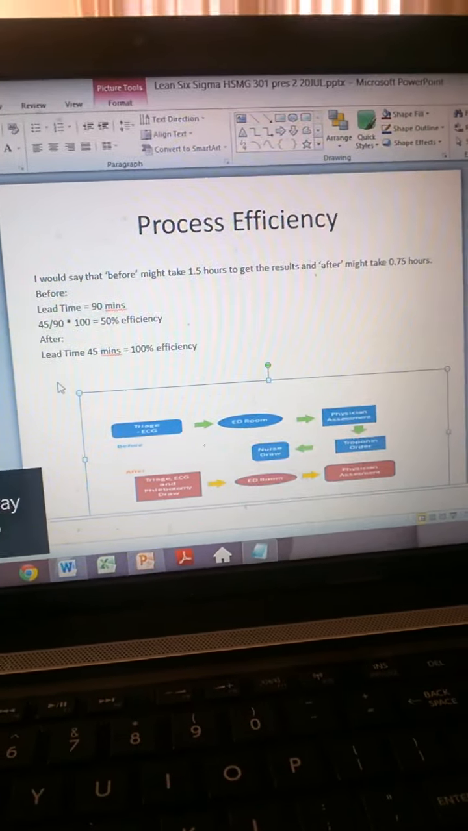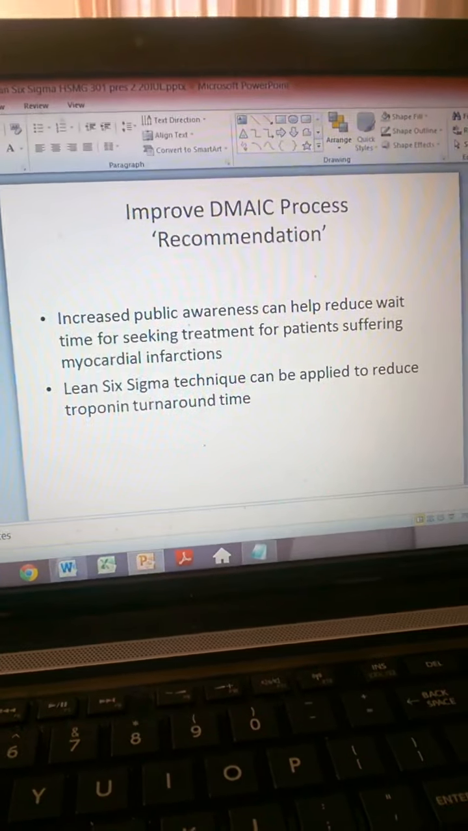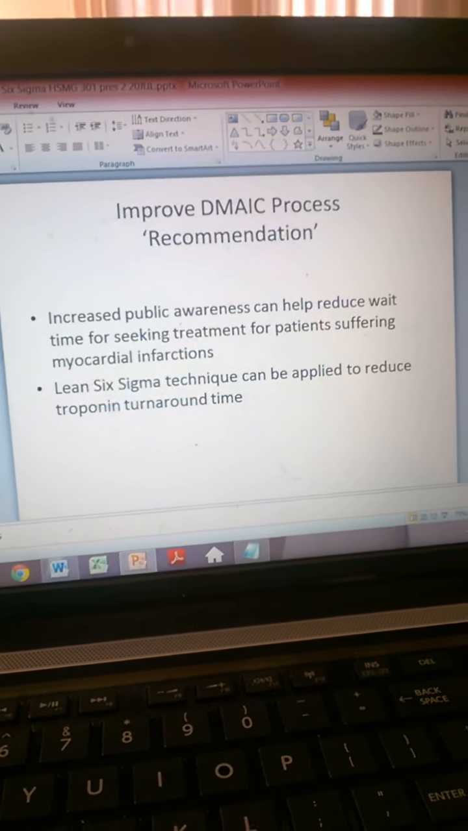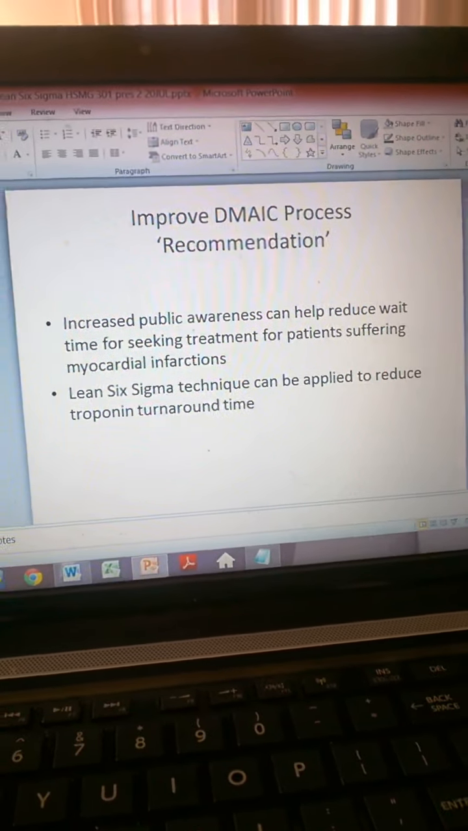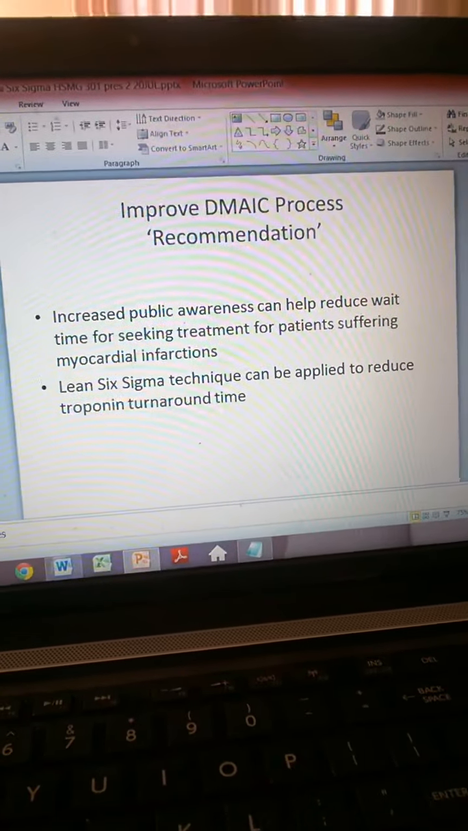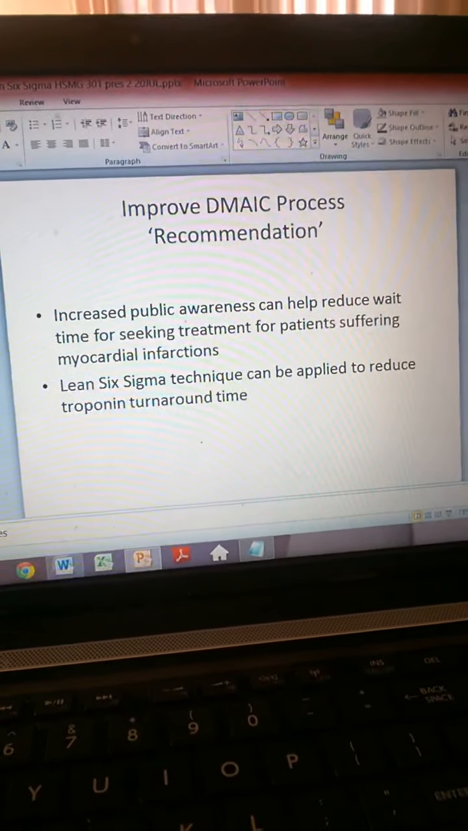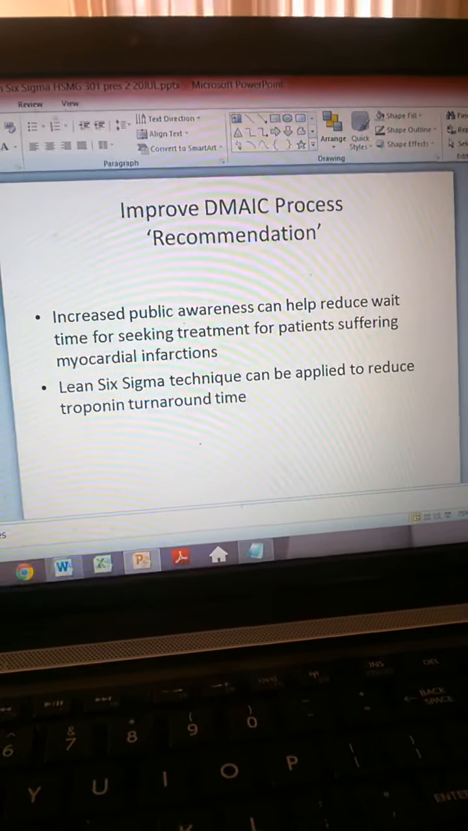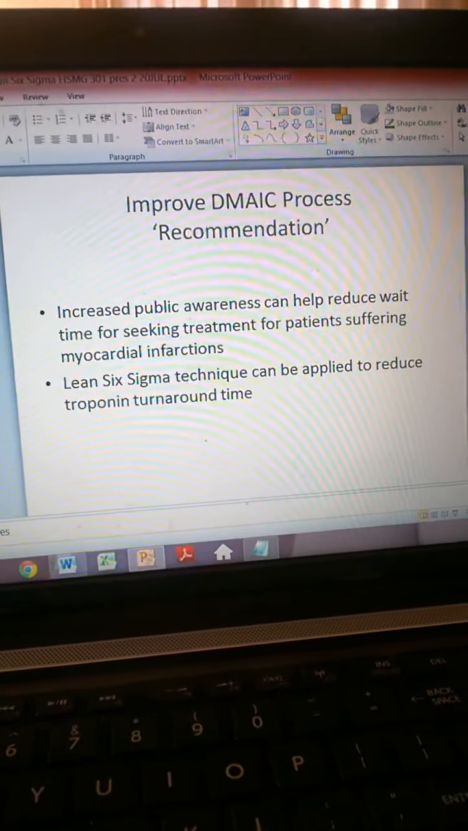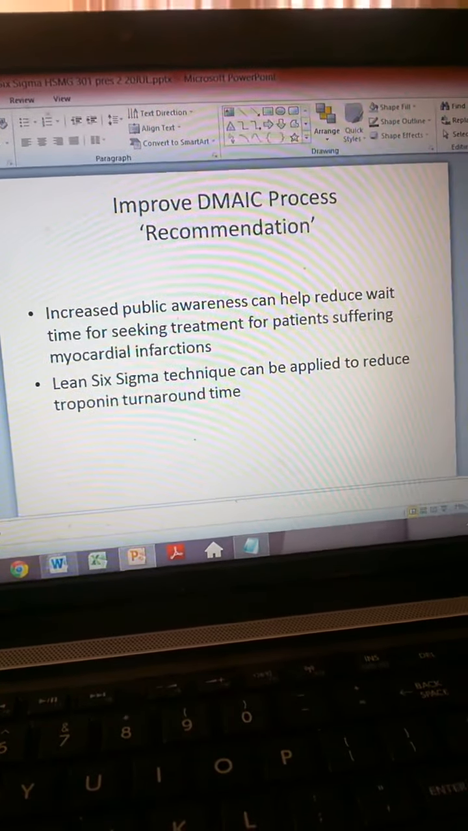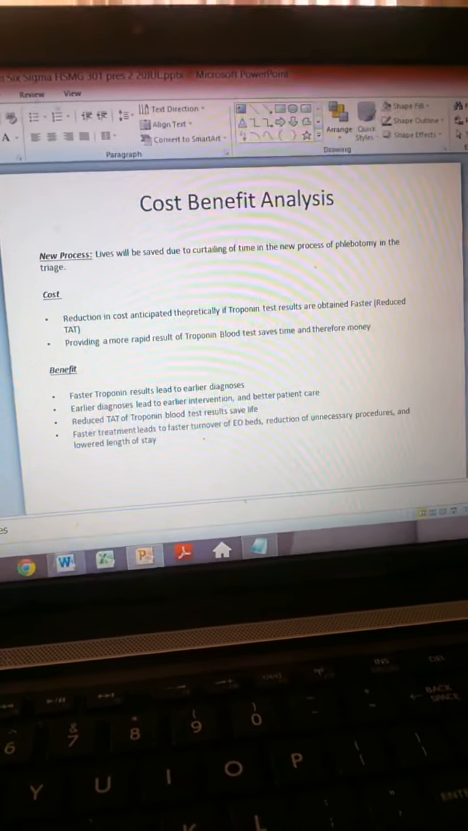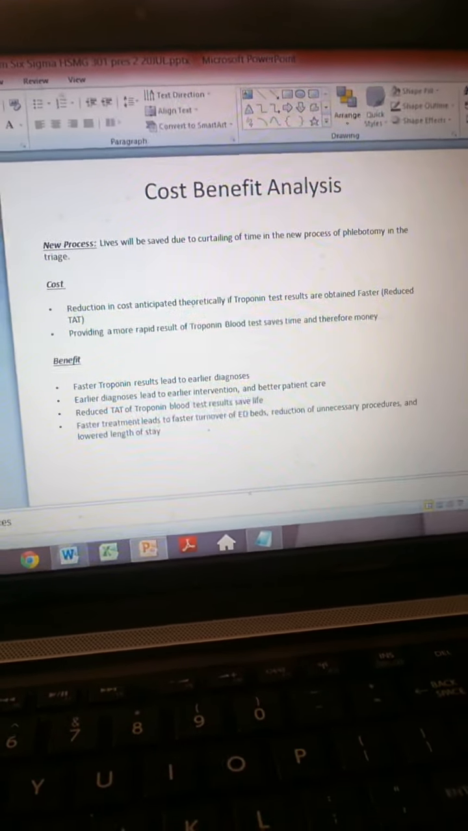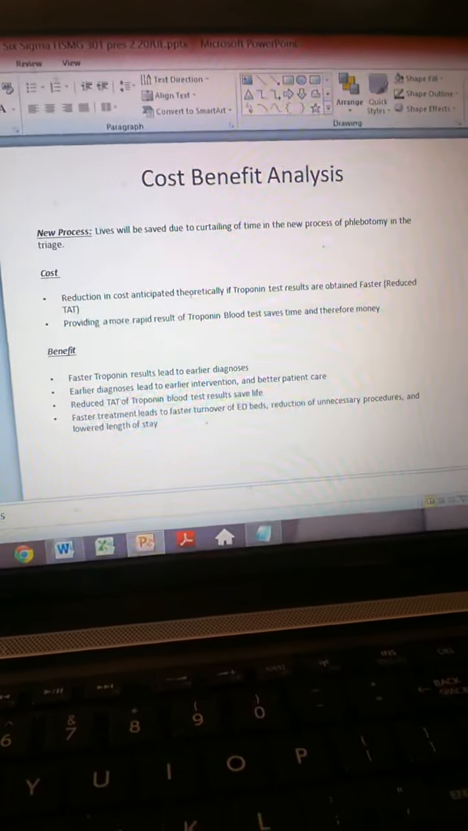And then I'm coming to my 9th slide, which is the improve DMAIC process recommendation. Increased public awareness can help reduce wait time for seeking treatment for patients suffering myocardial infarctions. Lean Six Sigma technique can be applied to reduce troponin turnaround time. Lastly, cost-benefit analysis. Let me talk about this in depth here.